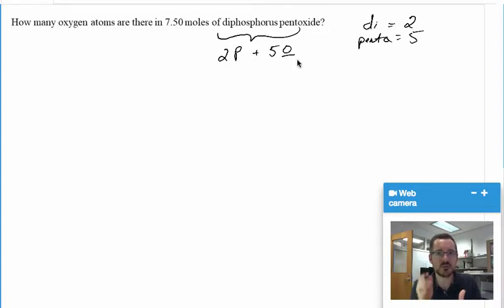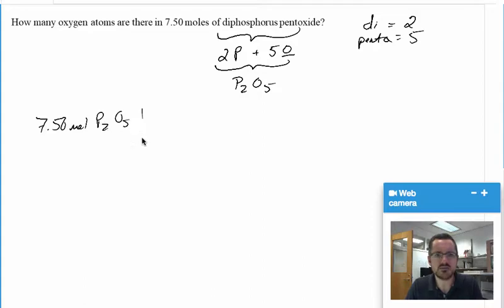Now, those prefixes are actually going to be the subscripts underneath each element. So it's going to be P2O5. And from this, I can go and determine what my molar mass is or my atomic mass. However, I don't really need to because I know how many moles of this compound I have. I have 7.50 moles of P2O5.